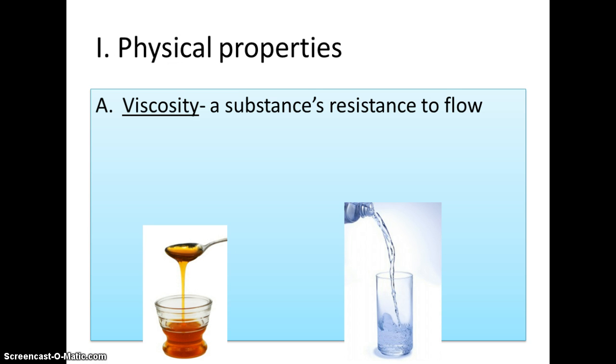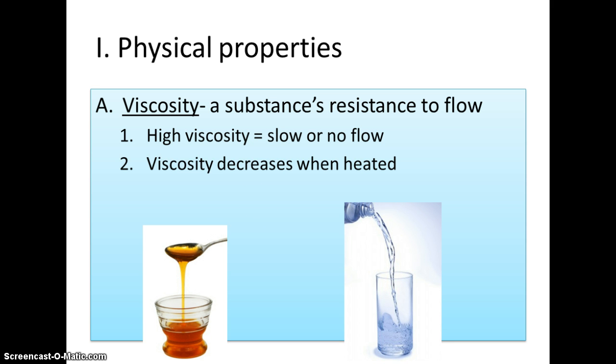First, let's talk about viscosity. Viscosity is a substance's resistance to flow. As you can see, looking at the honey and the water, one of them is more viscous than the other. A high viscosity means slow or no flow. So the honey is very slow, and so it has a high viscosity, whereas the water is not slow, and so it has a low viscosity. Viscosity also decreases when heated, and you'll notice this if you pour vegetable oil in a pan and then heat it up. After it's heated, it flows a lot more.